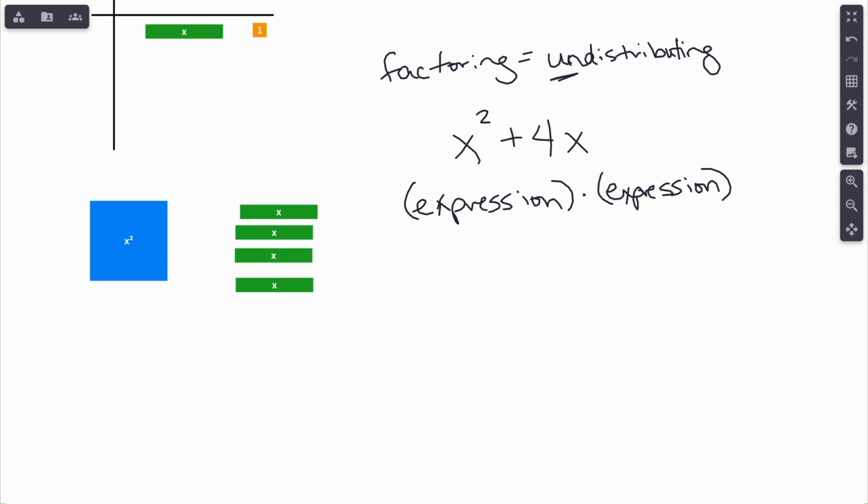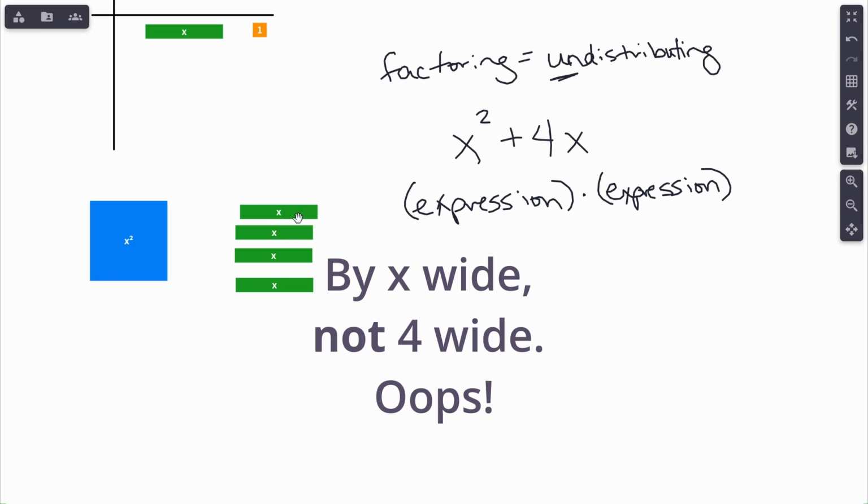Right? So I've drawn over here with my algebra tiles my x squared plus 4x. I have an x squared and I have 4 x's out. And so the idea here is I want to see if I can come up with a way to make a rectangle over here. This x squared is an x times an x. It's x tall by x wide. These 4 x's are each 1 tall by x wide. And I'm going to try to rectangularize them.